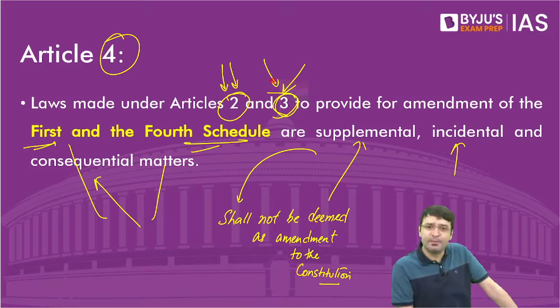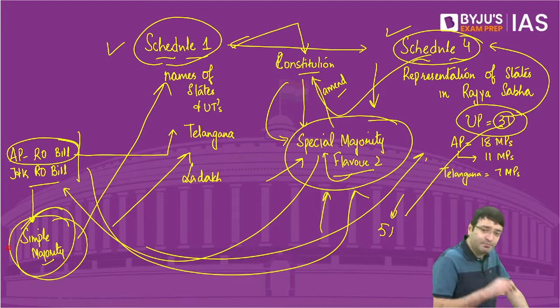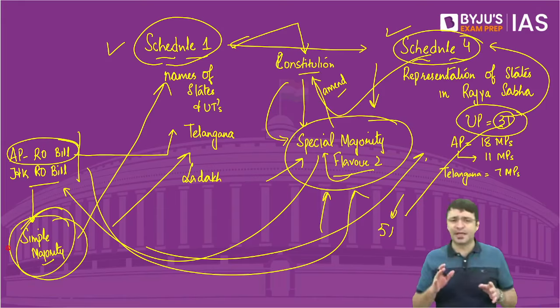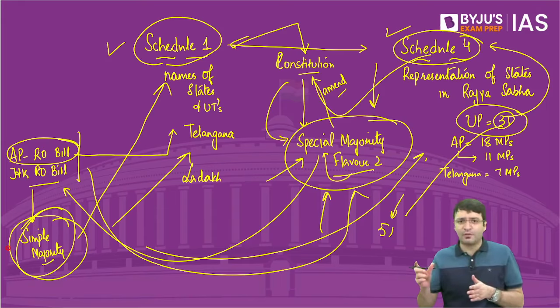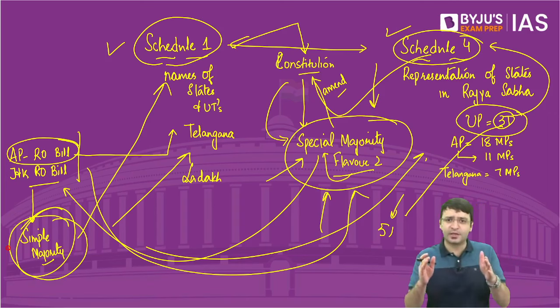When it is not an amendment, that means you don't need a special majority. When it is not a special majority requirement, that means by simple majority you can make these changes. That is Article 4 of the Constitution. So let's recap. Union and its territory, Part 1 of the Constitution, dealing with Articles 1 to Article 4.